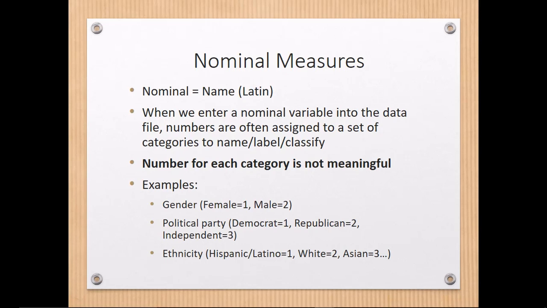So some examples of nominal variables can be gender, political affiliation, and ethnicity. And as you can see in these examples, we might assign each category a number or a code, but that's only for grouping purposes in a data set. The numbers in this case are not numeric, but rather they indicate categories.